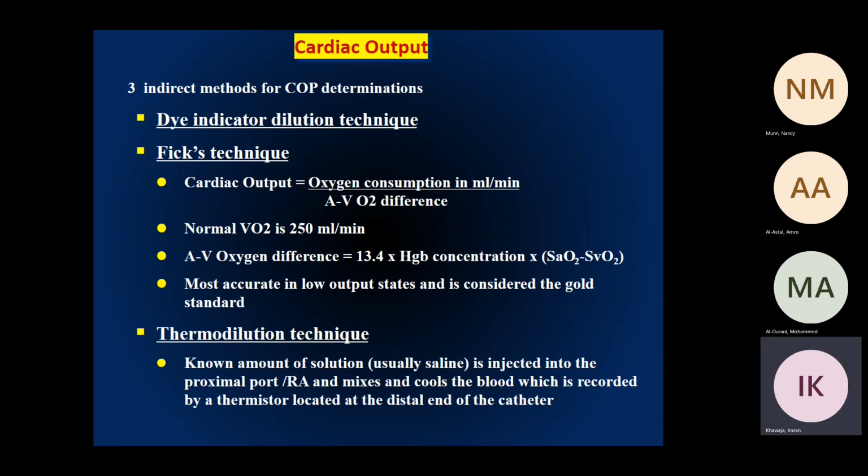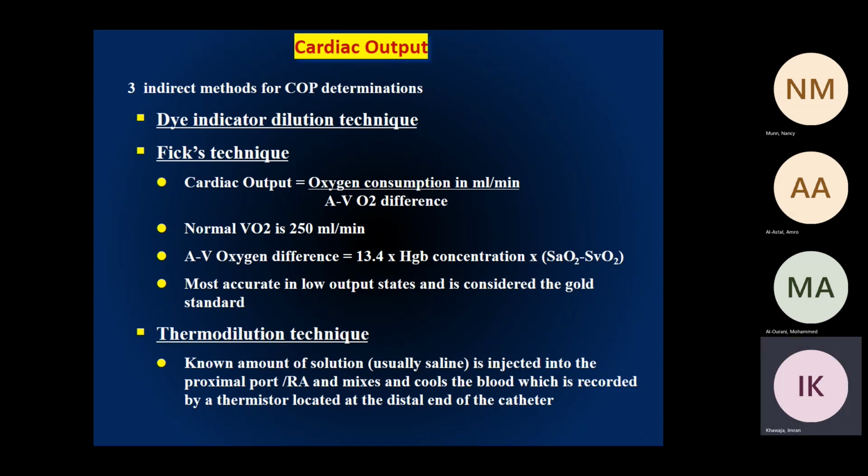The thermodilution technique depends on injecting a certain amount of saline with a known temperature. So we inject that in the right atrium through the CVP port, and then the blood will go to the right ventricle, to the pulmonary artery, it will mix, and then the temperature will be changed. So you see the temperature difference is a function of the flow of the blood, which is basically the cardiac output.